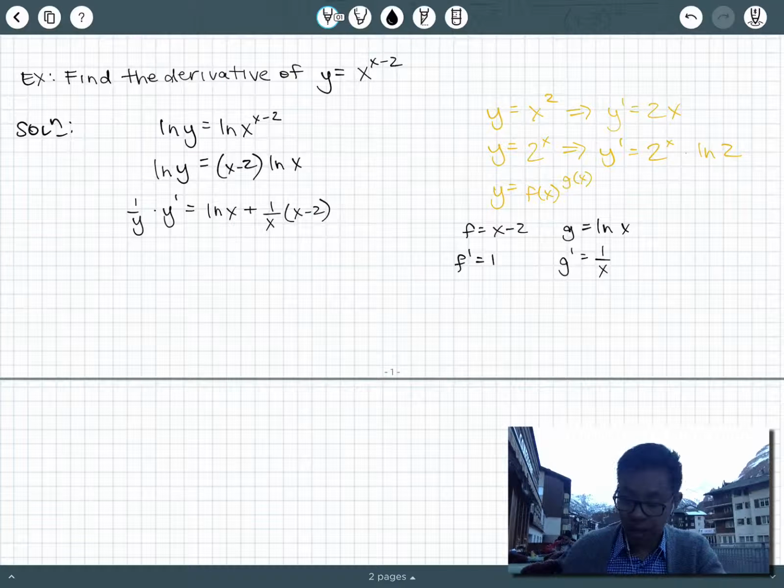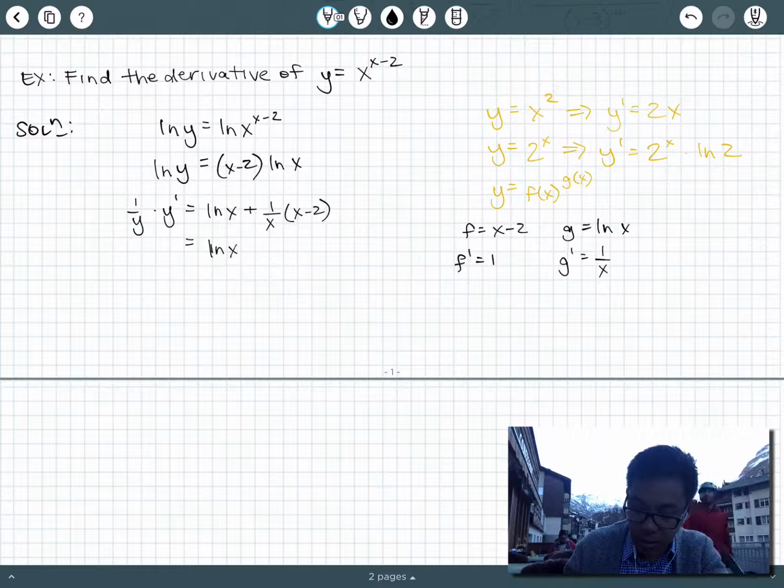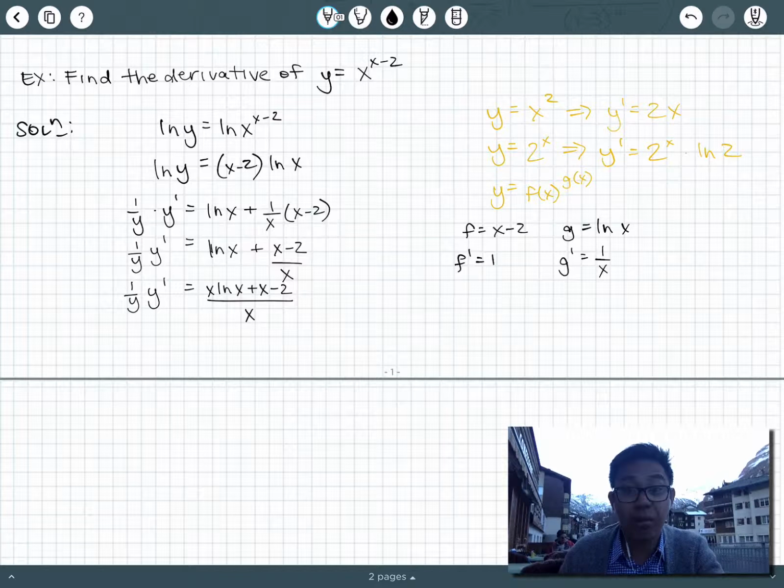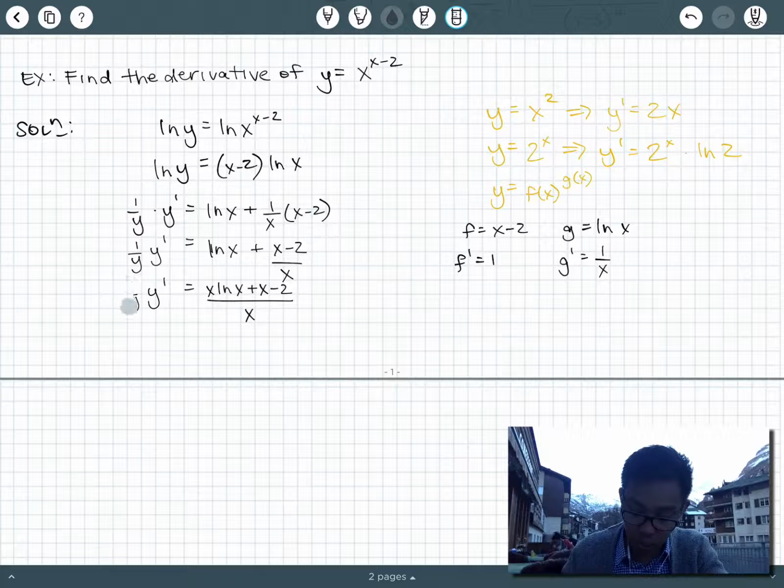So what we can do here is simplify a little bit more. We get the ln of x plus x minus 2 over x. That's still 1 over y times y prime. We can get a common denominator here, and you'll get x ln x plus x minus 2 all over x. And remember that we want to get y prime alone still. So what we'll do is we'll change this 1 over y, and we'll make it y on the other side.